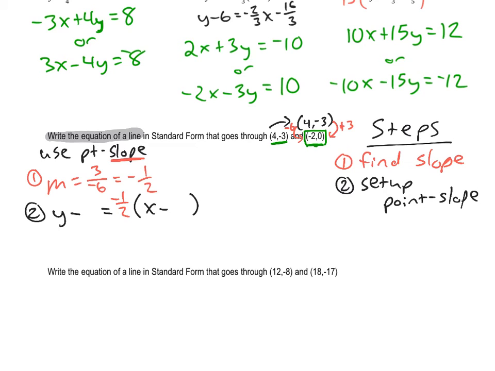So that's my x, -2, and my 0 is y. So y minus the given y value 0. X minus -2 becomes +2. Very good.